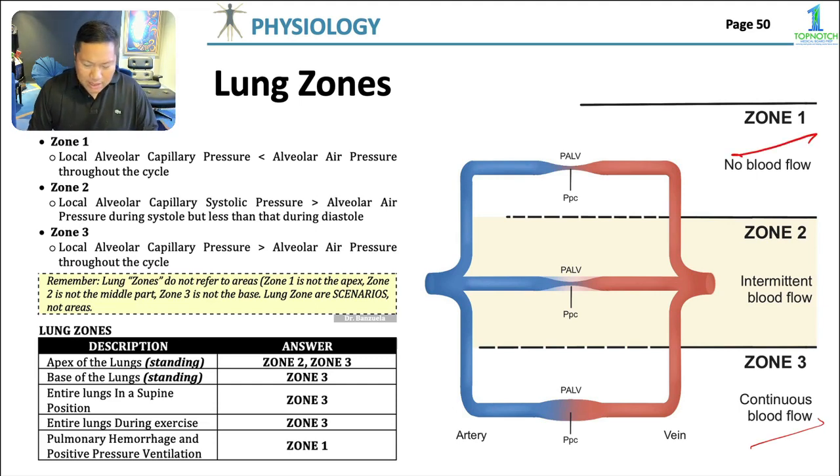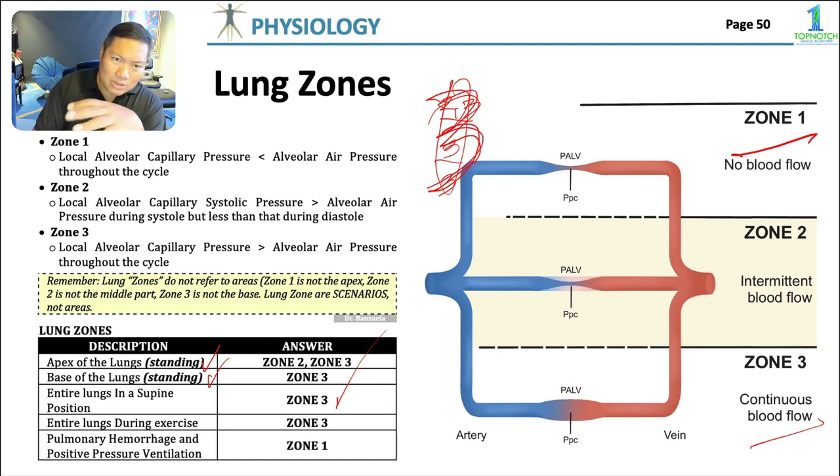What do we actually see in the lungs? Okay? Apex versus base in a standing position, resting position. Apex, you're going to see zone 2 and zone 3, intermittent and continuous. Zone 3 for middle and base. So this is standing position. Okay? In a supine position, it becomes zone 3 all throughout. During exercise, it becomes zone 3 all throughout.